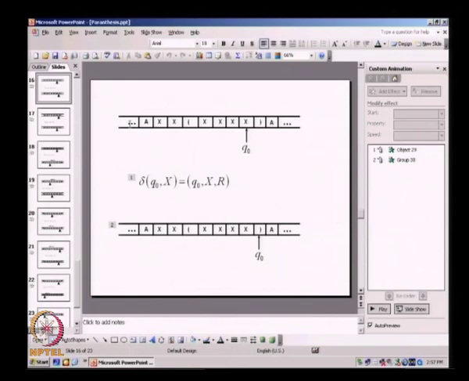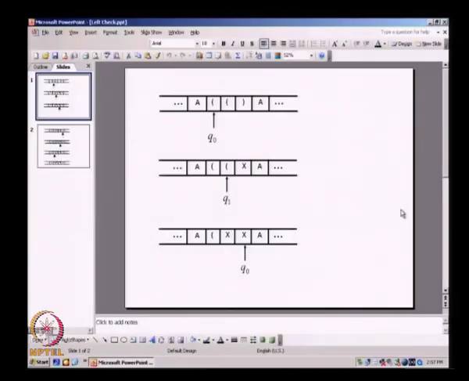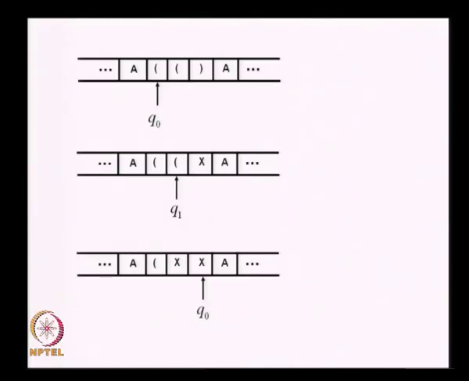Now, what happens when you have more left parentheses or when you have more right parentheses? Look at this case where you have 2 left parentheses and 1 right parenthesis, you have 1 more left parenthesis. So, how does the machine work? It moves right looking for the right parenthesis and changes that into x, moves left looking for the matching left parenthesis, changes it into x and moves right.